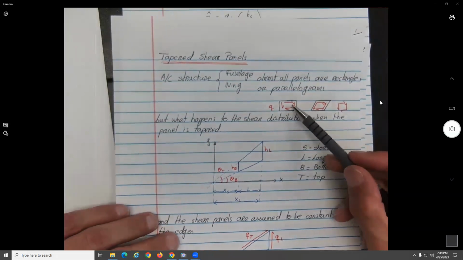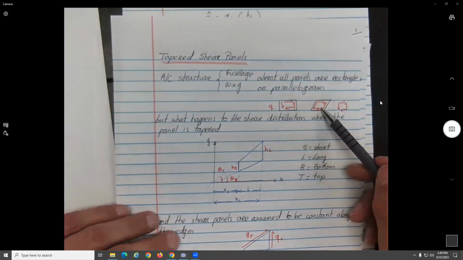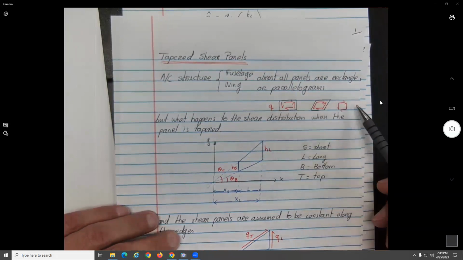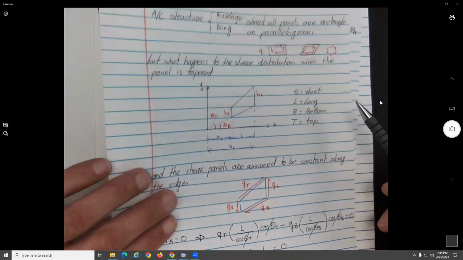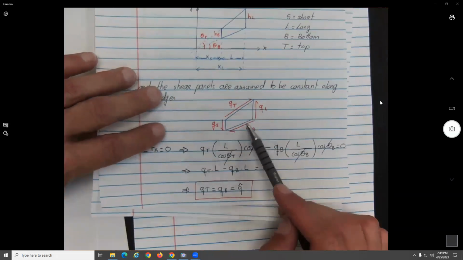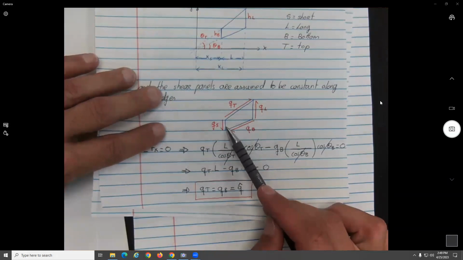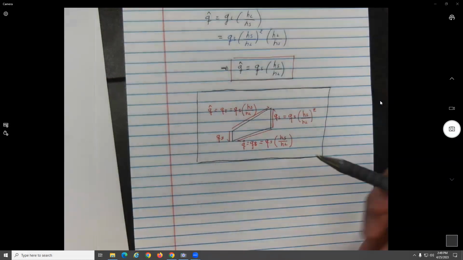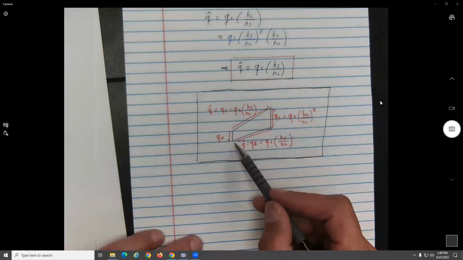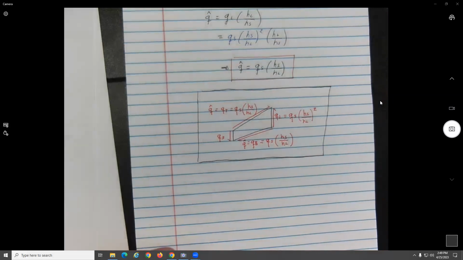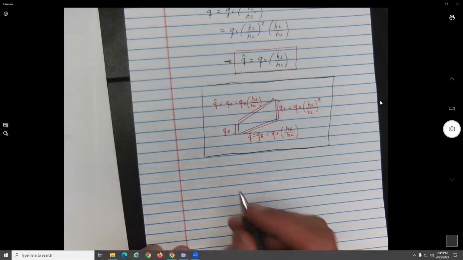Is that we say that if you have panels that are rectangular or the shape of a parallelogram, the Q will be constant in all four edges. Now, what happens if these four edges are tapered? They are not the same. So this one has a different length than this one. In this case, you will still assume that they are constant along each one of the edges, but one of the edges will have a different value. That's basically what it's saying. So let's do an example here.